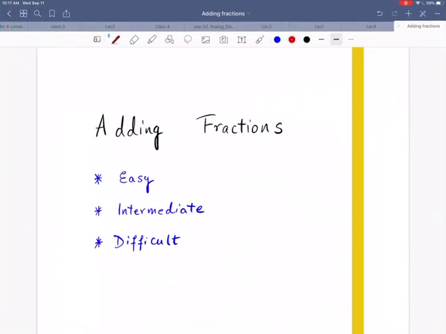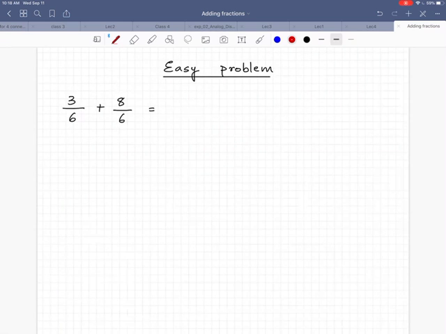Alright, let's learn how to add fractions. In this video, we will go over an easy example, an intermediate one, and a slightly difficult problem. So the first problem is an easy problem.